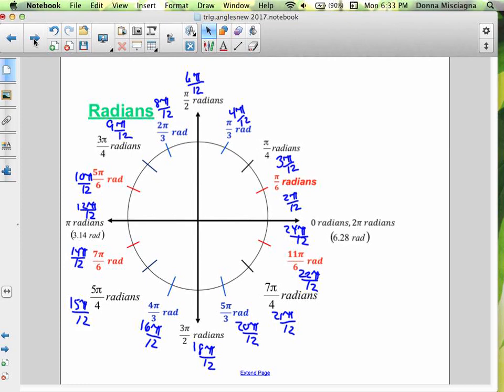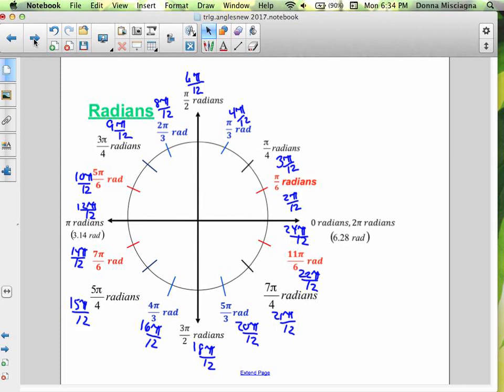The least common denominator for 3, 4, 6, and 2 is 12. They're all divisible by 12, right? So 0 is 0. Pi sixths is the same as 2 pi twelfths. 3 pi twelfths is pi fourths. 4 pi twelfths is pi thirds. So essentially, we're counting by twelfths here. And then there's no 5 pi twelfths. But 6 pi twelfths gives us pi halves.